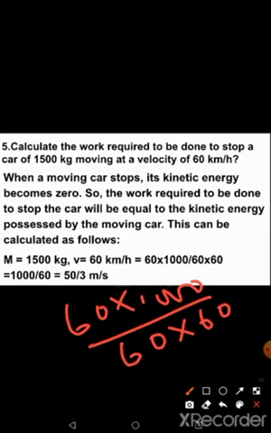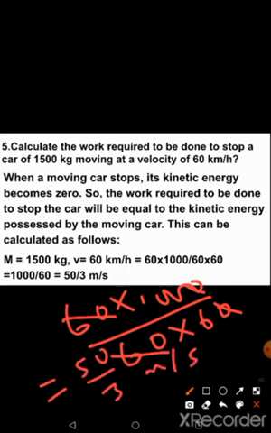So 60 into 60 will also give me 3600. 60 and 60 here I can cut. So 1000 upon 60, which is 100 by 6. When you reduce it by using 2 table, you get 50 upon 3 meter per second. So we have converted kilometer per hour to meter per second.